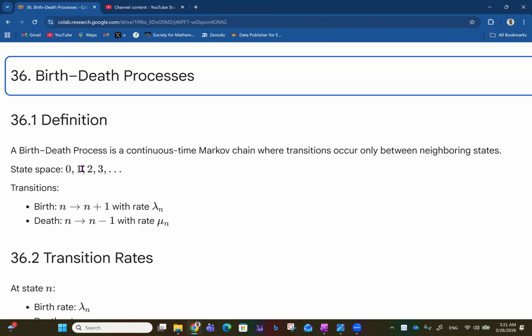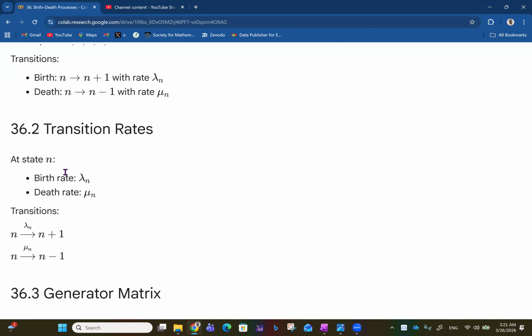So let's start from 1. You can move from 1 to 2, that's a birth with rate lambda n. And you can move from 1 to 0, that's a death with rate mu n. That is basically the summary of the birth-death process. A step ahead is a birth, a step behind is a death, with different rates like that.